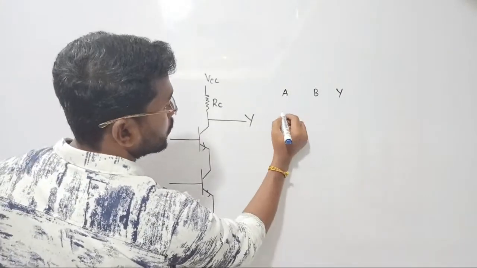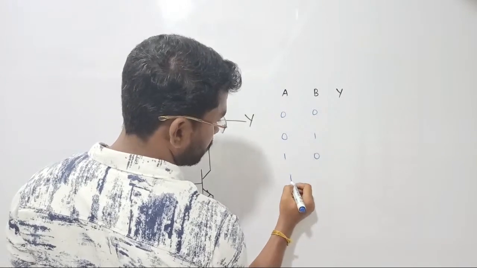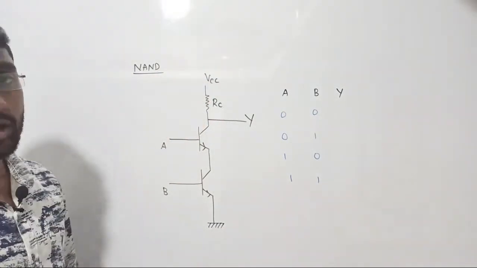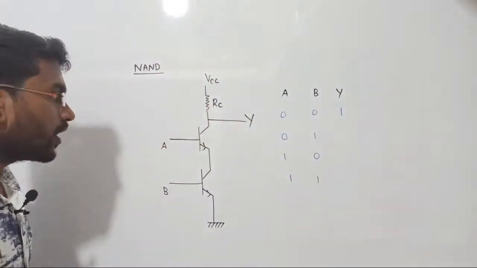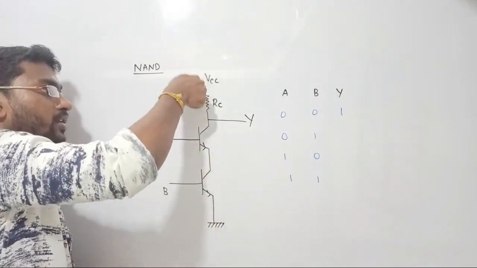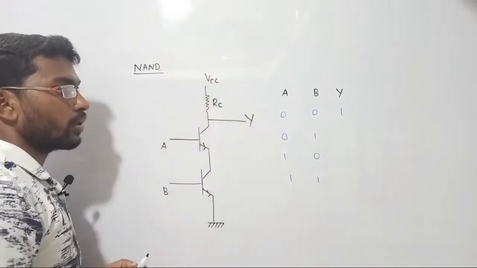Let's perform. So there are 4 cases. Shall we check? Give 0 0. With 0 0, both are open circuit. Output automatically will be reflected, output will become 1. Why? Because this is open circuit, this is open circuit. So in open circuit, current flow won't be there, so there is no drop in the resistor, this voltage will be reflected, output will be 1.